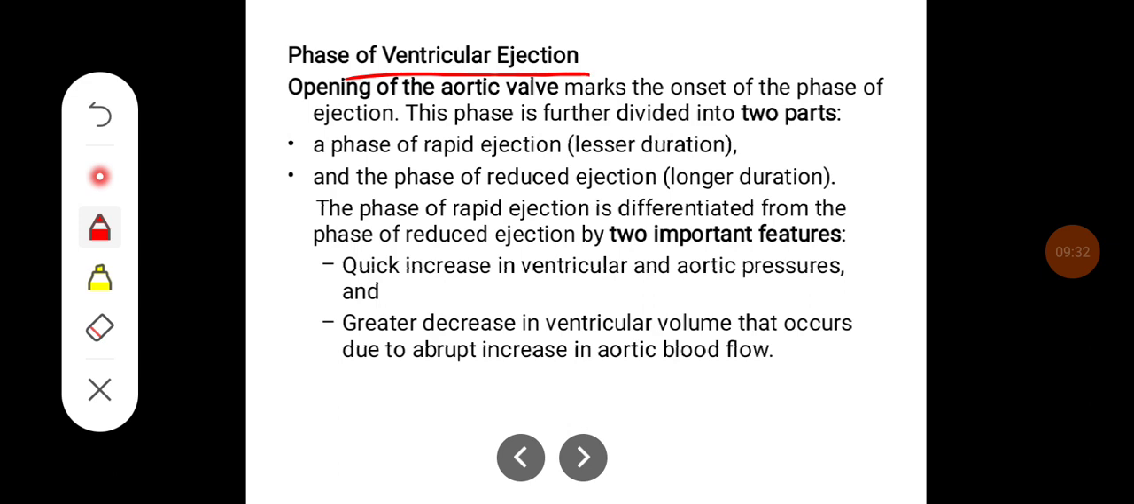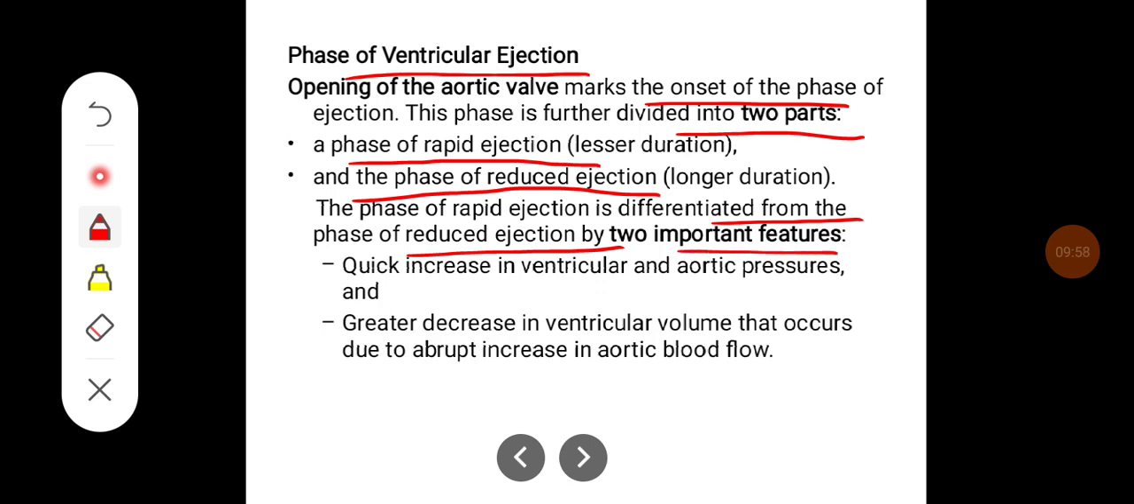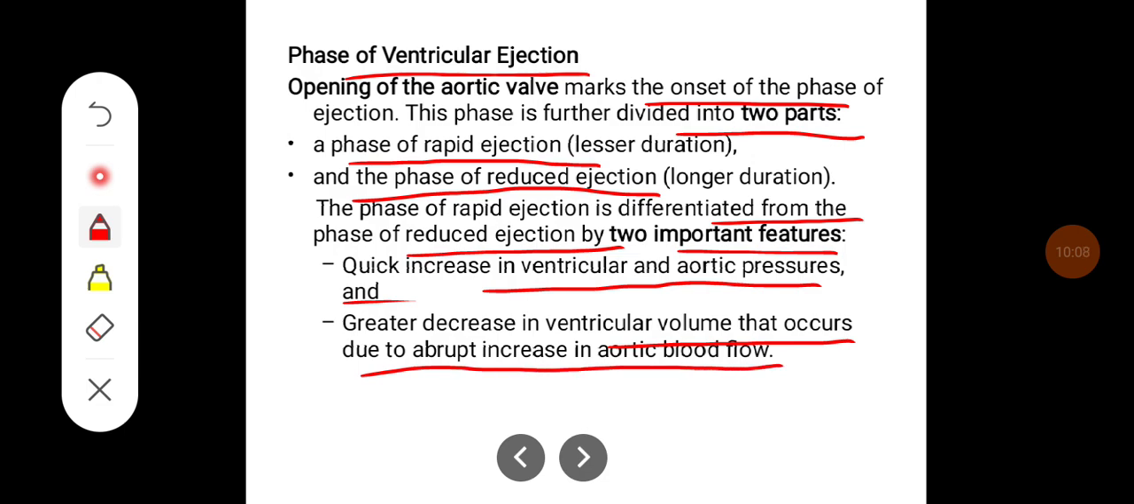During the phase of ventricular ejection, the opening of the aortic valve marks the onset of this phase of ejection. The phase is further divided into two parts: a phase of rapid ejection of lesser duration and the phase of reduced ejection of longer duration. The phase of rapid ejection is differentiated from the phase of reduced ejection by two important features. There is quick increase in the ventricular and aortic pressure and greater decrease in ventricular volume that occurs due to abrupt increase in aortic flow.